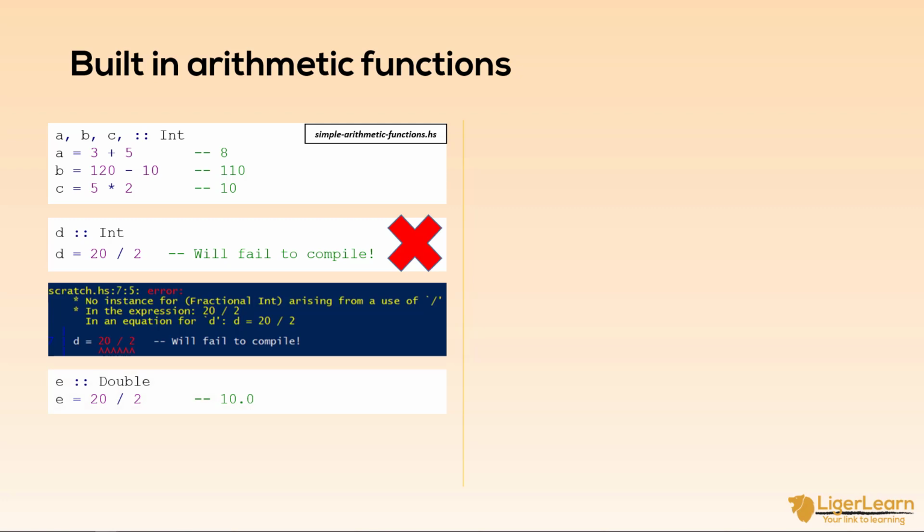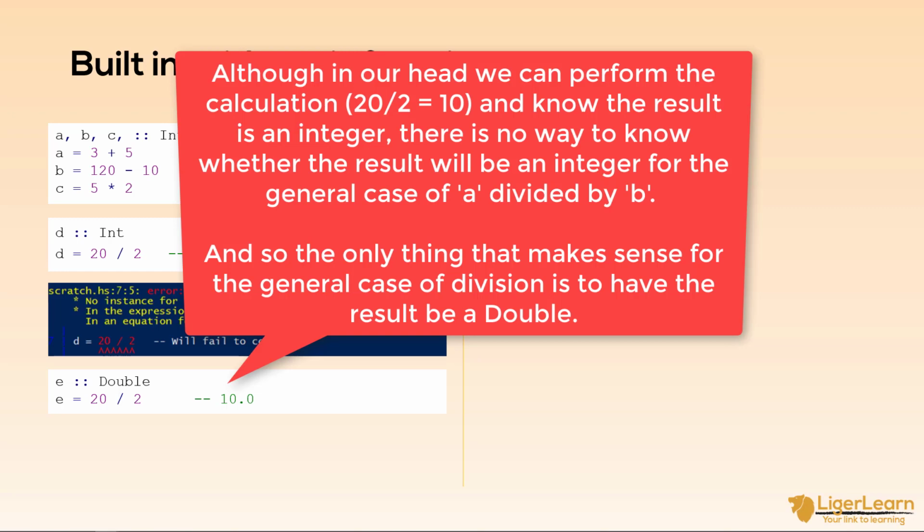Let's take a second to pause and understand conceptually what happens when you divide something. In this particular case, we are dividing 20 by 2, which we know by performing the calculation in our head will result in a whole number, 10. And so an int should work here, right? Well, yes, in this specific case, but no for the general case. For this example, we may be able to perform the calculation to see that it should result in an int, but in the general case, there is no way to know that in advance.